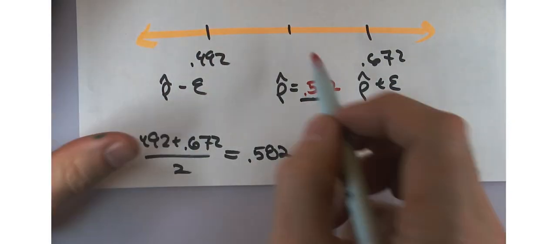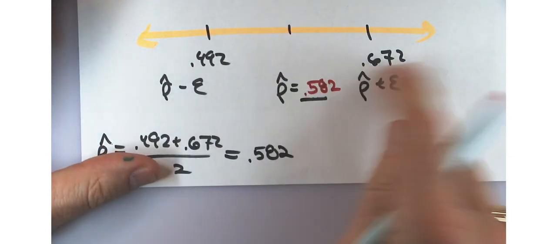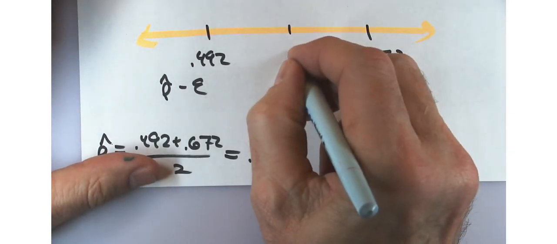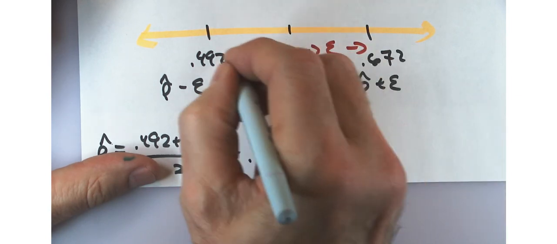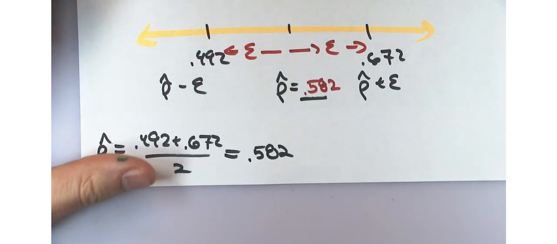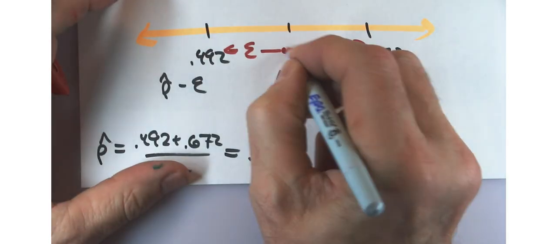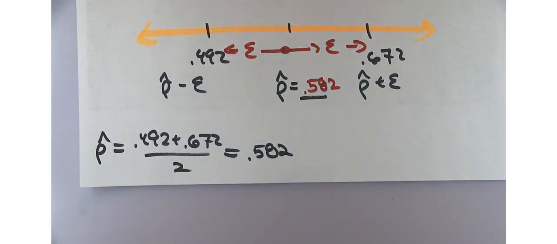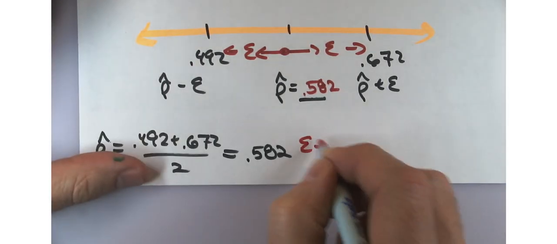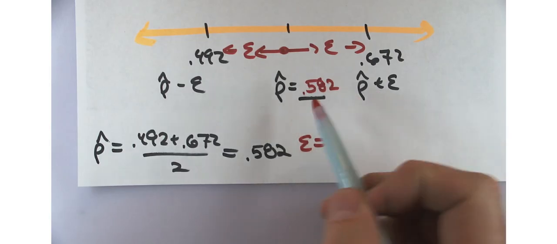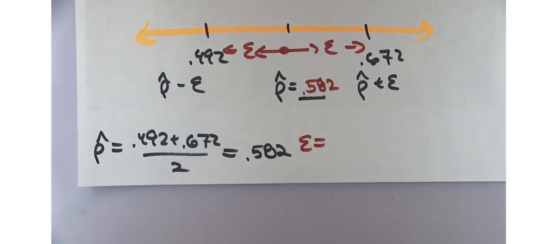What does that mean E is? E is that distance from here to here. That distance is E, or this distance is E. That's how far you're going from your P hat. So what is that distance? How far is that? What could I do to find that distance that represents E?